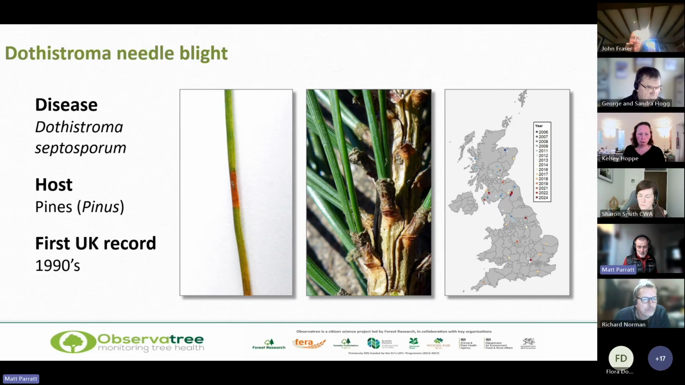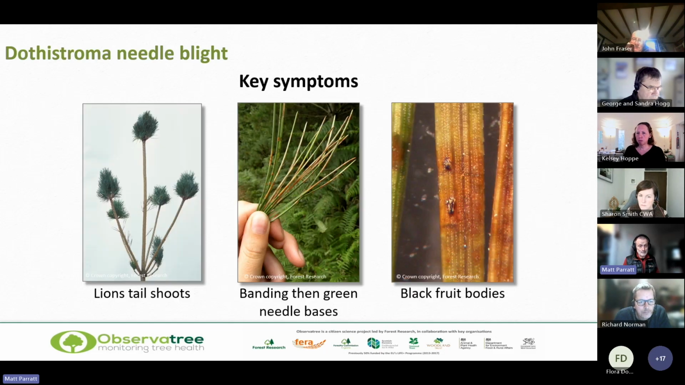So another really useful one to get to grips with, some of the key symptoms of this to look out for. From a distance, you might see what we call lion's tail shoots. These are just little mops of the current year's needles. All of the previous year's needles have been disposed of thanks to the action of the fungus. And it also causes a compression at the top of the shoots, so that year's extension growth is really short, hence this lion's tail look.